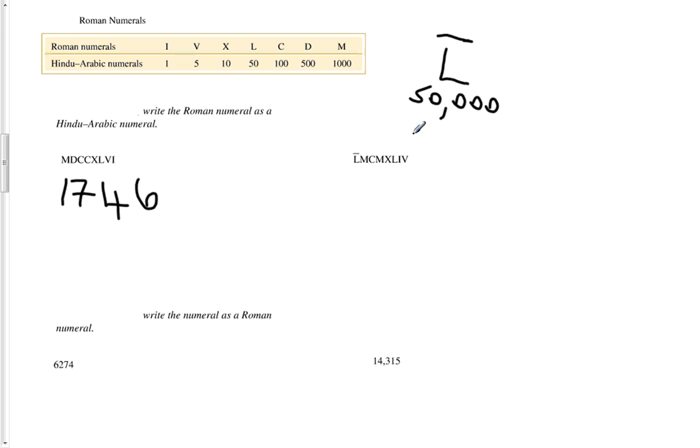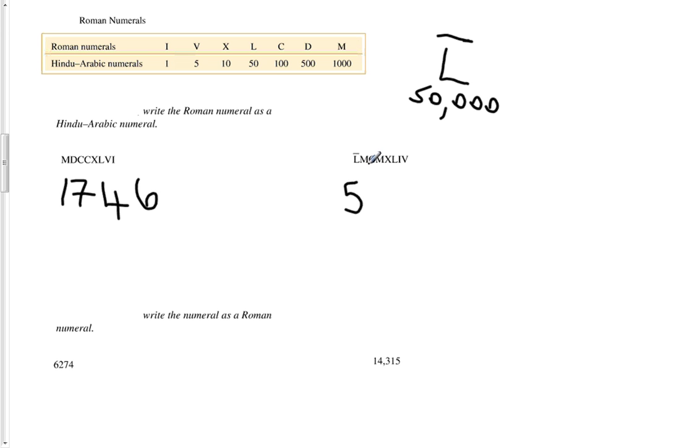All right, so for instance, let's take a look at this example here. Well, this is what I was just talking about. L with a bar over it is actually the number 50,000. So that's 50,000. And then M and then C. Well, then M is a larger number than C.